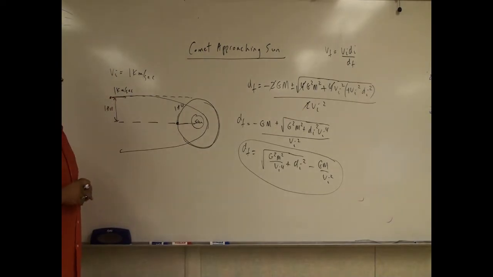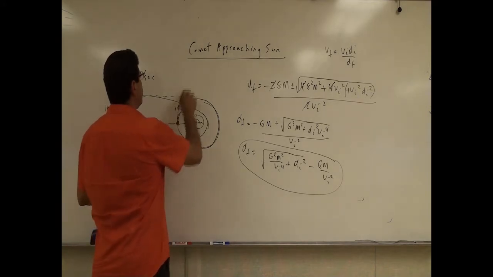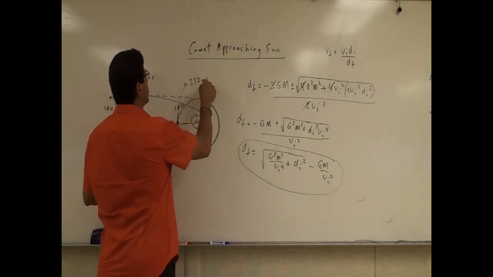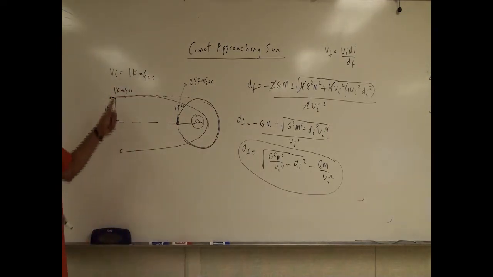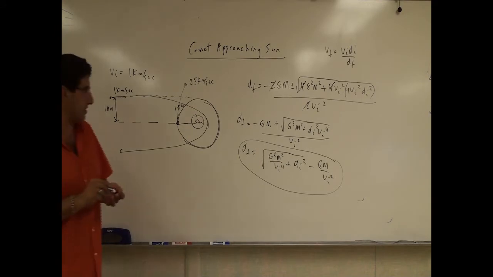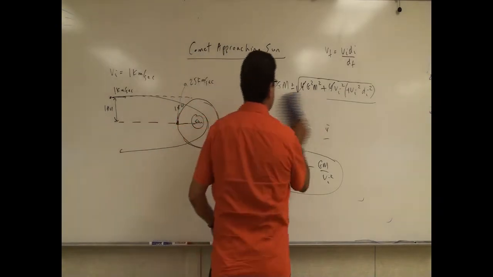The initial velocity, 1 kilometer per second, is kind of realistic. You can say the Earth's orbital speed is 25 kilometers per second. That's how fast the Earth is going around the sun. So this would be 1/25 of that speed, which is kind of a realistic speed, right? So what would the final distance of that comet be from the sun?